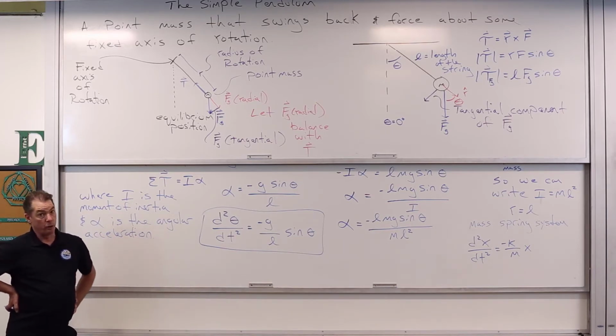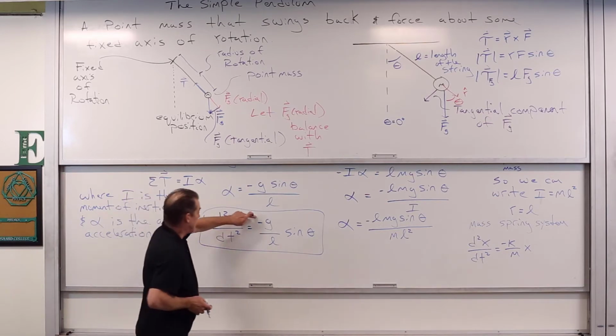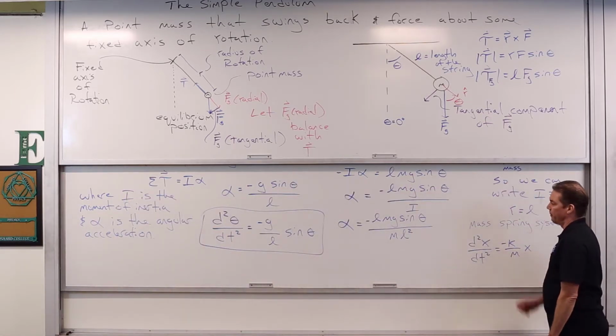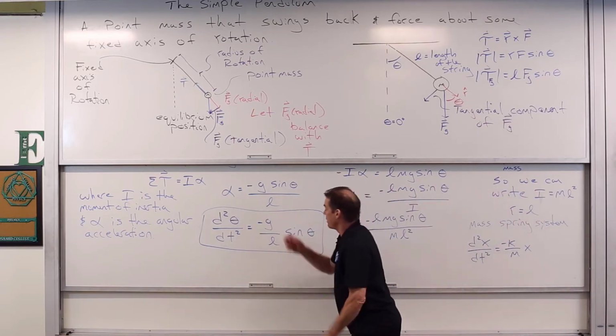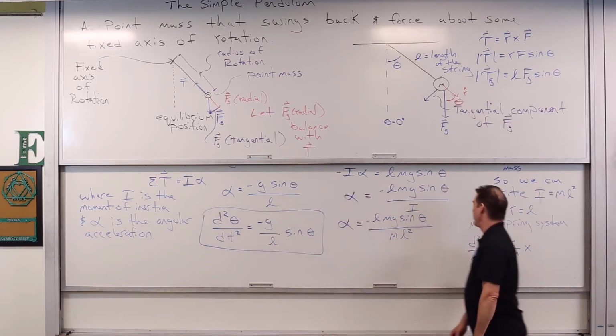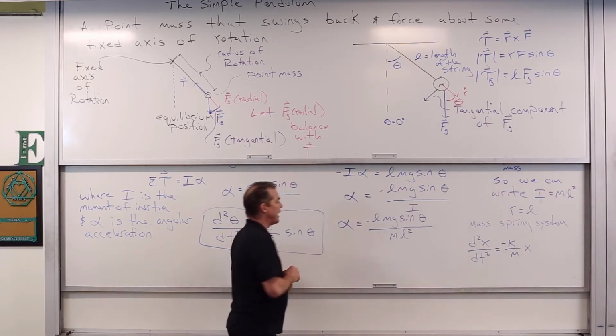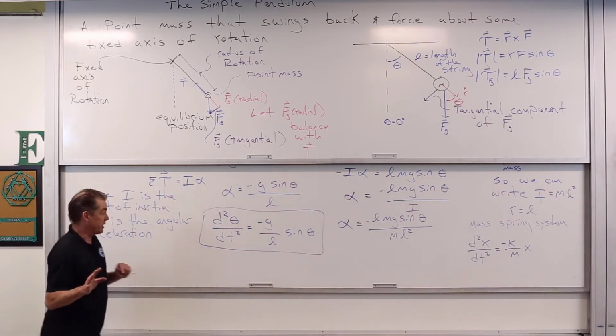It's pretty darn close, right? We've got a negative g over L. Well, here we had a negative k over m. The spring constant and the mass were important here. The gravitational acceleration and the length of the string are important. And then we've got this x. Well, in this particular case, we've got the sine of theta. And that's where there's some difference here.